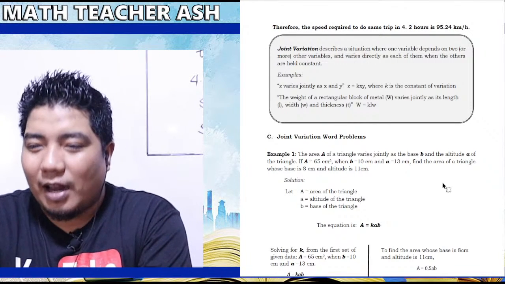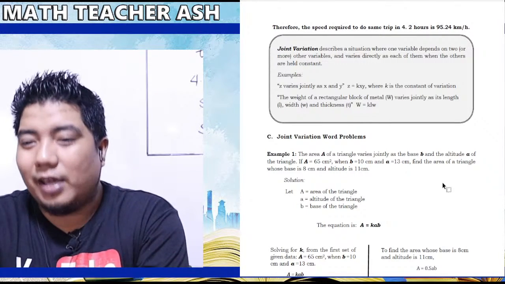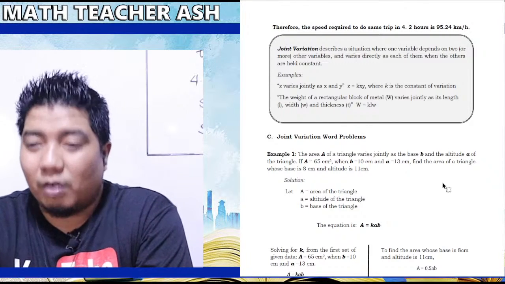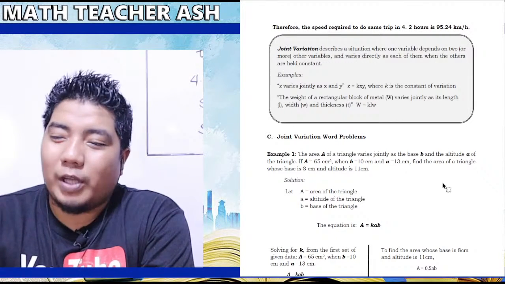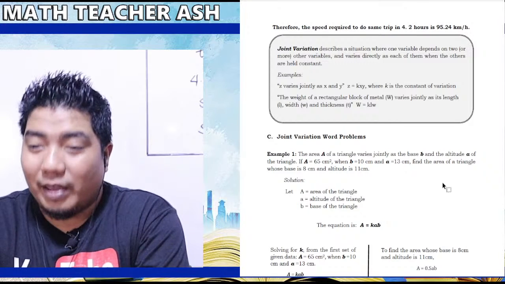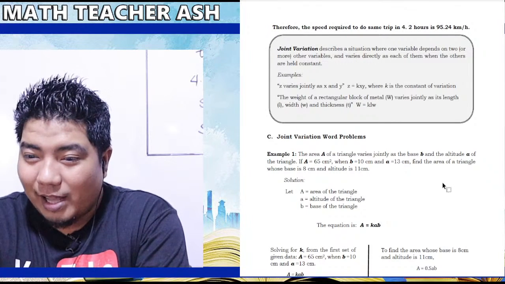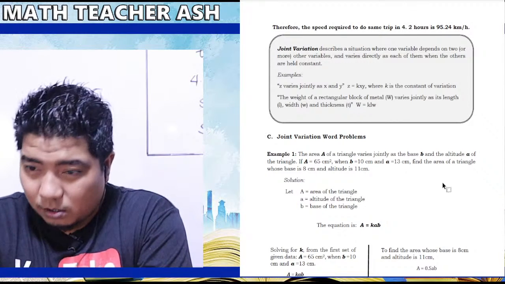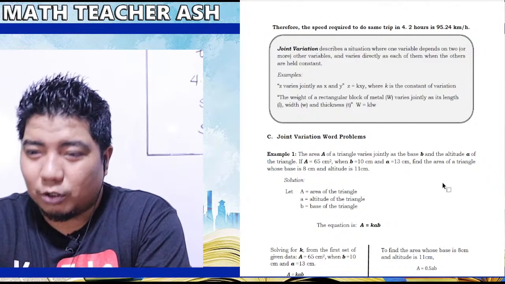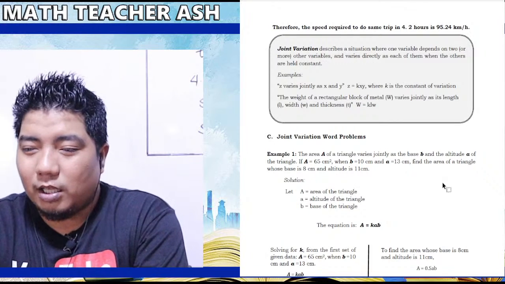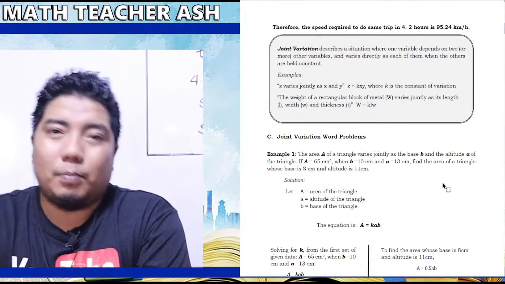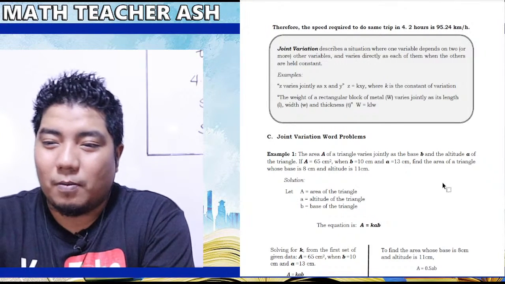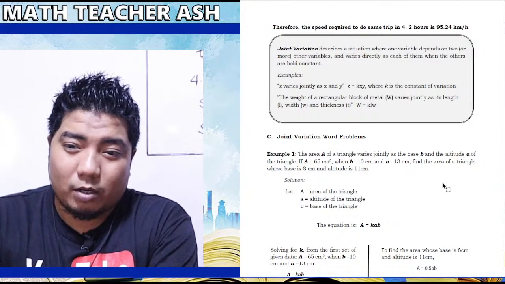Another is a statement. The weight of a rectangular block of metal, W, varies jointly as the length, width, and thickness. So length, L, width, W, and thickness. It was not stated here, it is incomplete. So that will become W is equal to kLWT. There is still a T. Okay? So we are correcting also here.